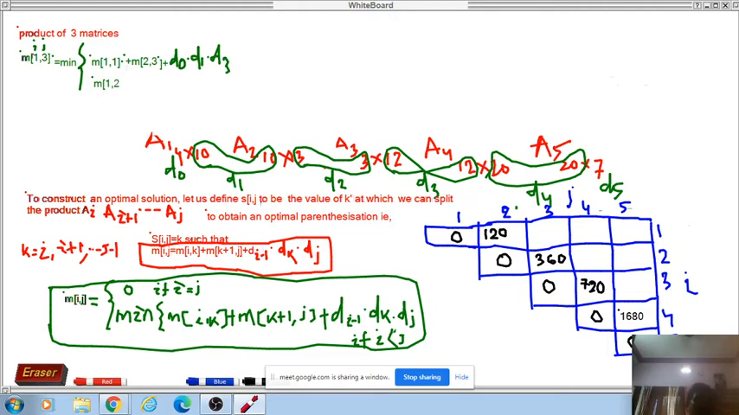M of 1 2 plus, bracket close, plus m of 3 comma 3, m of 3 3 plus d0 d2 d3. You can understand the penalty like this. Okay, d0 dot, next will be d2, next will be d3.